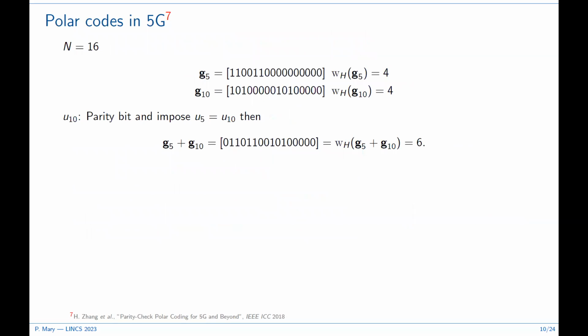So a quick example is this one. If we take n equal 16, so the codeword length is 16, the two rows 5 and 10, whose Hamming weights are equal to 4, we impose the dynamic frozen function u5 equal u10, then this combination produces a new part of the codeword whose Hamming weight is equal to 6. So we increase the Hamming weight and shape the distance spectrum of the code like this.